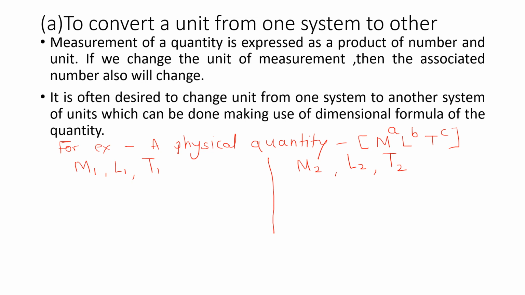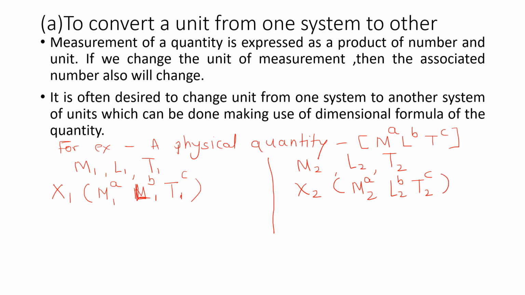Let this physical quantity, which has dimensional formula m raised to a, l raised to b, t raised to c, have value x1 in the first system of fundamental units, so that it is x1 m1 raised to a, l1 raised to b, t1 raised to c. The dimensional formula will not change even though the system of measurements is changed. Let the same physical quantity have value x2 in the system of measurements m2, l2 and t2. So this is x2 m2 raised to a, l2 raised to b, t2 raised to c.